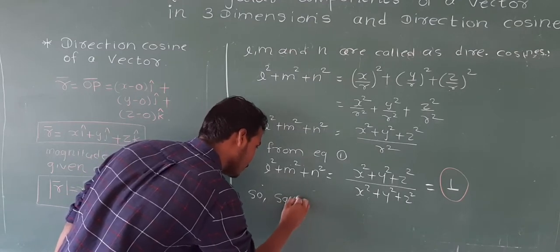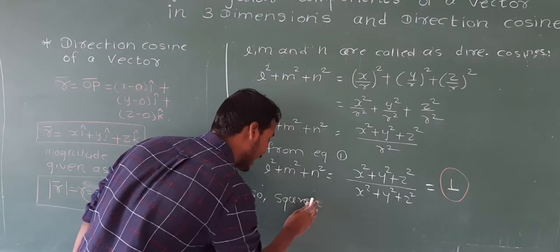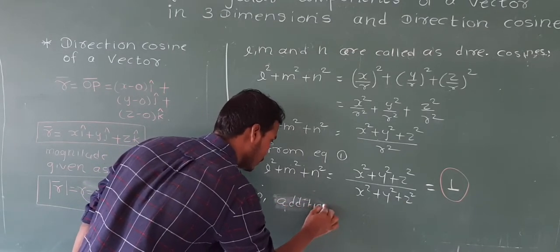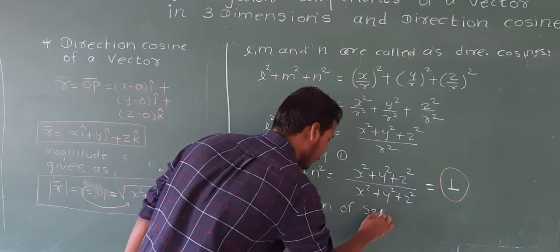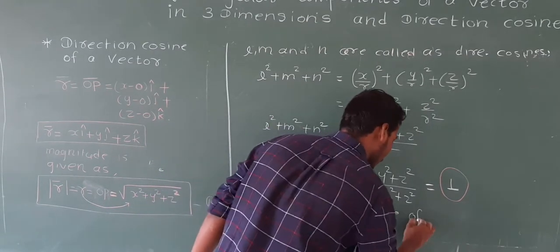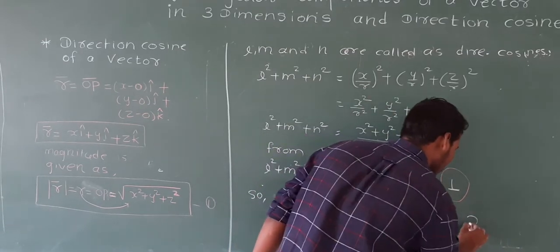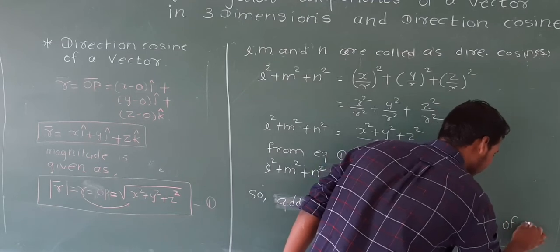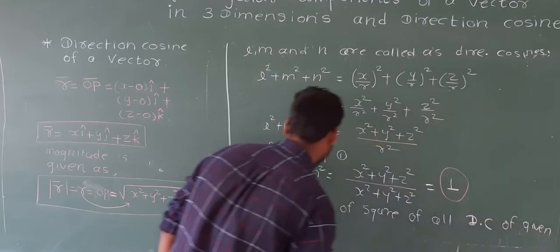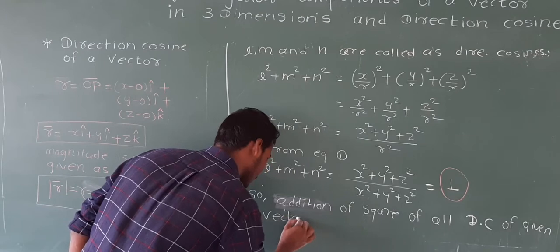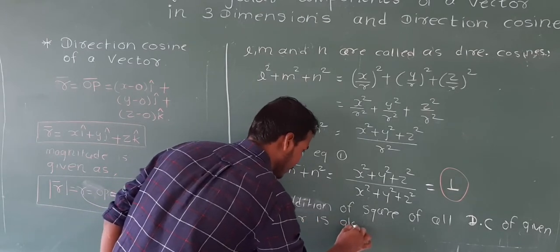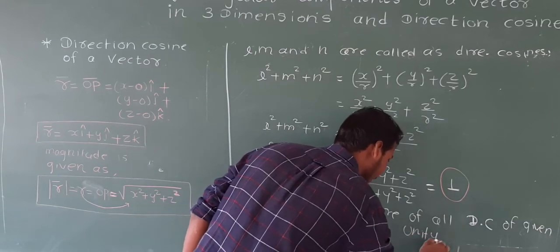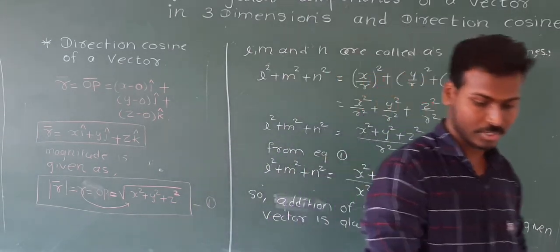Sorry, we have to take the addition, no? So the addition of the squares of all direction cosines, DC, direction cosines of a given vector, any given vector, is always unity. Unity means 1. Okay, note it down.